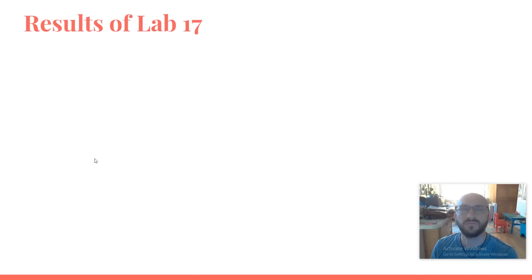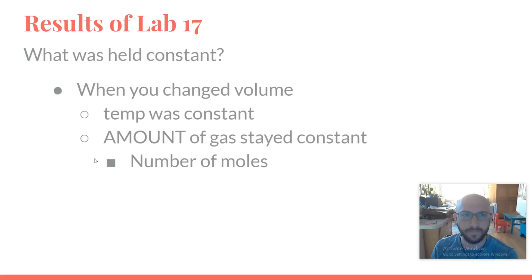Okay, so if I was doing pressure and volume, that means that temperature was being held constant. The other thing that was being held constant was the amount of gas. And by amount of gas, we mean the number of particles, the number of moles. The mass was also being held constant. But we don't care about mass in chemistry. We care about number of moles.